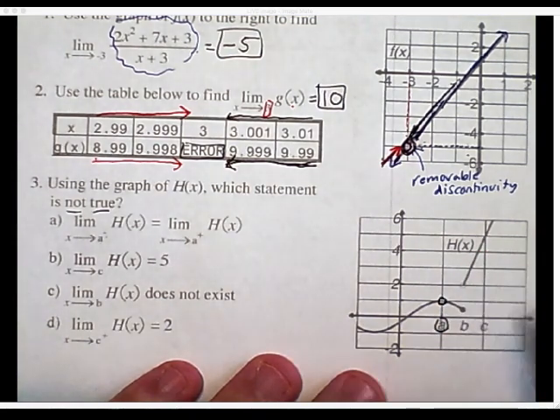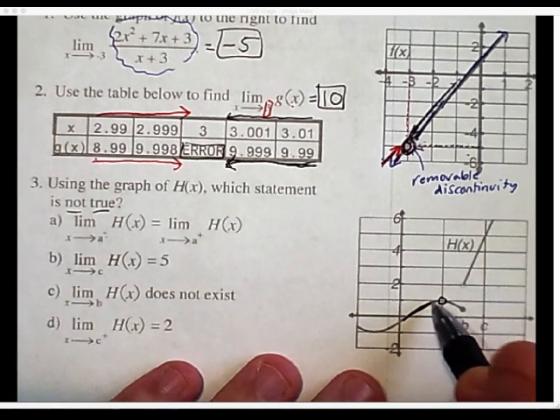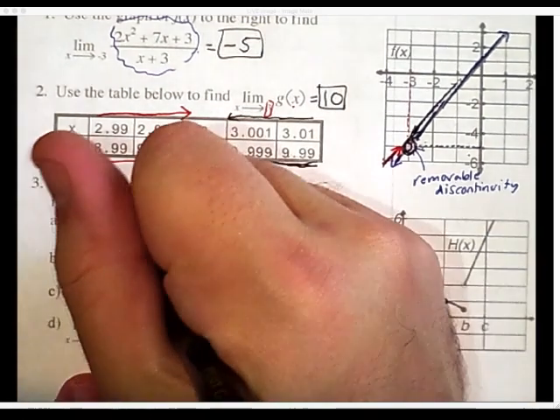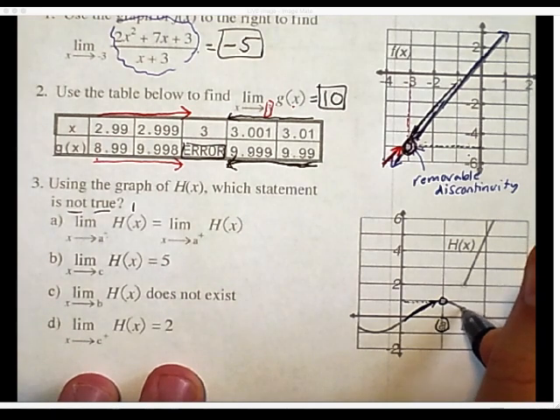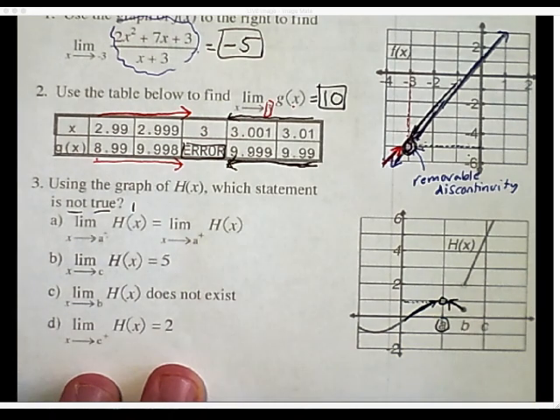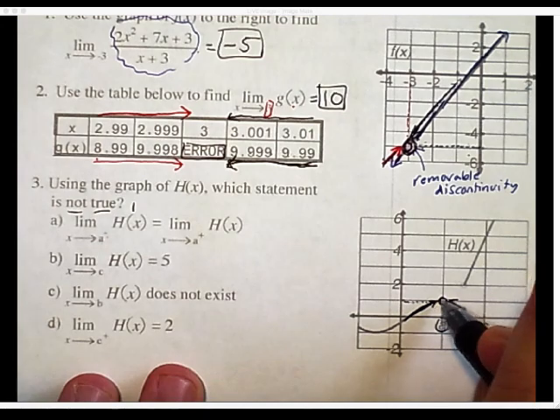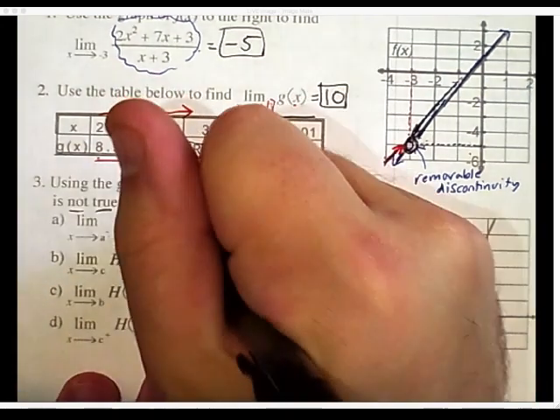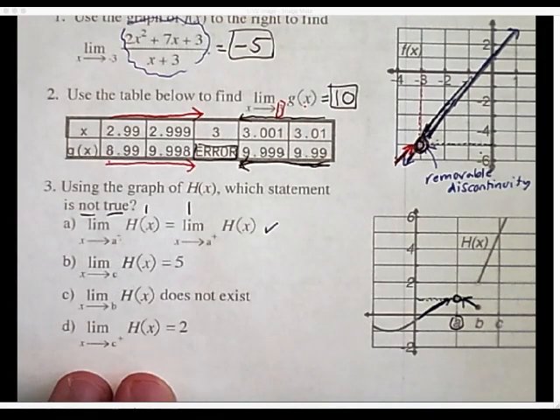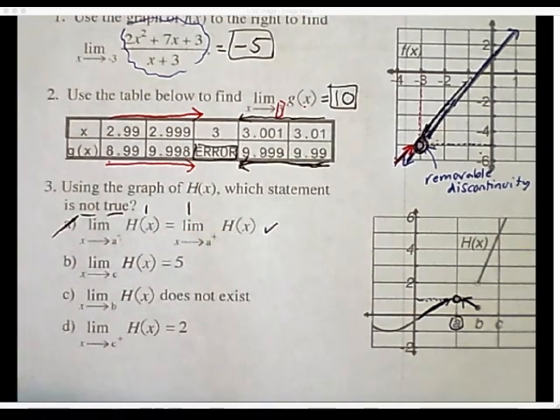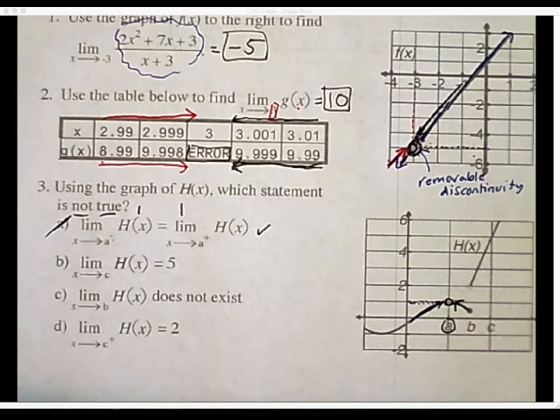Okay. So as I approach a from the left, I'm getting closer and closer to a y value of 1. So the left limit is 1. What about as I approach a coming in from the right side of a? Well, that's also the same number. I'm also approaching a y value of 1. So here, does the left limit 1 equal the right limit 1? Does 1 equal 1? Well, that's true. So the answer cannot be A.